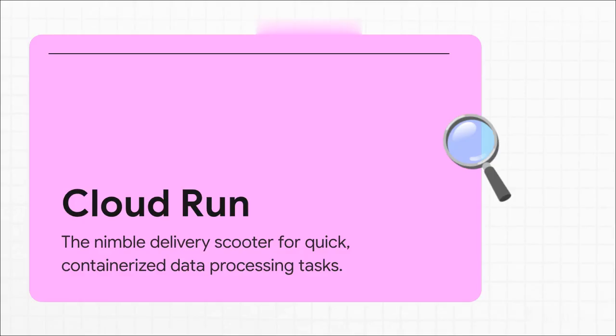Last but not least, we have Cloud Run. This is our nimble little delivery scooter. It's perfect for those smaller, quick-fire jobs that you can wrap up in a container. So think about something simple that needs to happen based on an event. Like maybe every time a new photo gets uploaded, you need to quickly generate a thumbnail. For that kind of short, sharp, event-driven task, Cloud Run is just unbelievably efficient and super cheap.